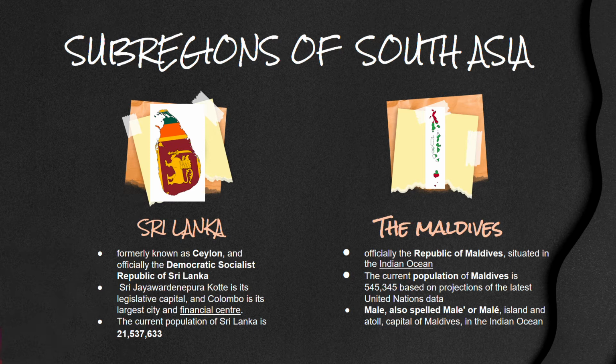It is situated in the Indian Ocean. Maldives is one of the world's most geographically diverse sovereign states as well as the smallest Asian country by land area. The current population of Maldives is 545,345 people, based on projection of the latest United Nations data. Malé is the capital and the most populated city, traditionally called the King's Island, where the ancient royal dynasty ruled for its central location.